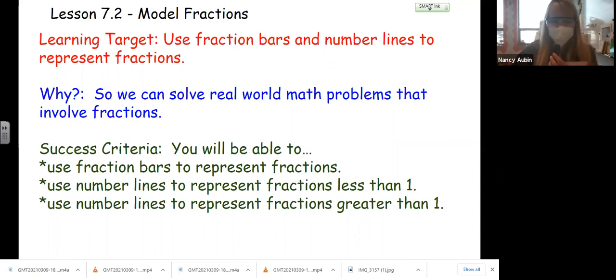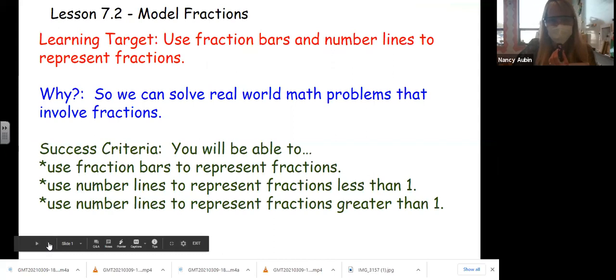So your success criteria, we're going to use fraction bars to represent fractions. We're going to use number lines to represent fractions less than 1, and number lines to represent fractions greater than 1. It might take us 2 lessons to get through all this, but maybe not. We'll see how we do.